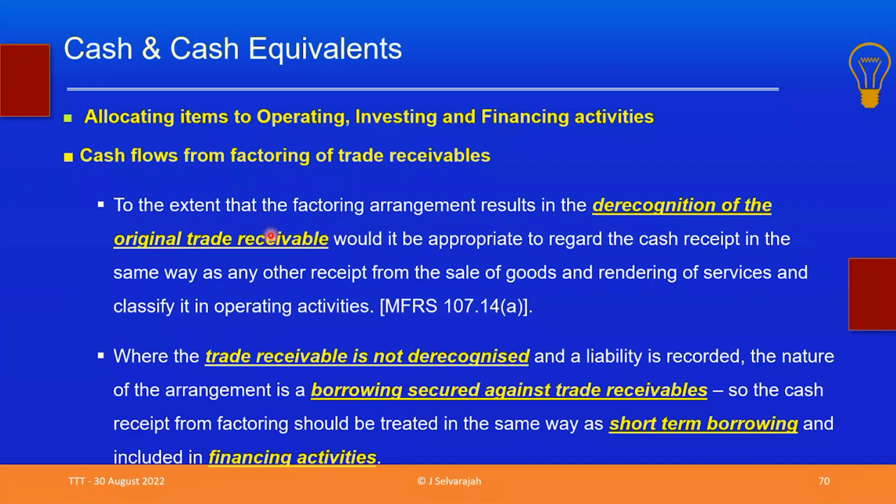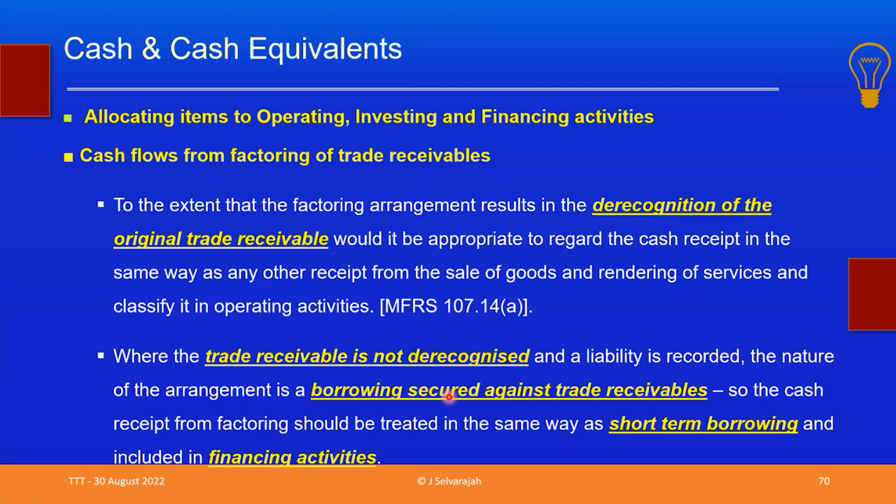Now, to the extent that the factoring results in a derecognition of the original trade receivable, take it out, then you can regard the cash receipt in the same way as a receipt of goods. And therefore, whatever you receive is as if the trade receivable paid you the money already, and therefore you can definitely say it is an operating cash flow.